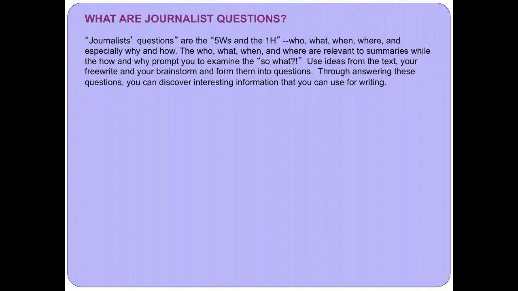What are journalist questions? Journalist questions are the 5 W's and the 1 H. Who, what, when, where, and especially why and how. The who, what, when, and where are relevant to summaries, while the how and why prompt you to examine the so what. Use ideas from your text, your free write, and your brainstorm and form them into questions. Through answering these questions, you can discover interesting information that you can use for writing.